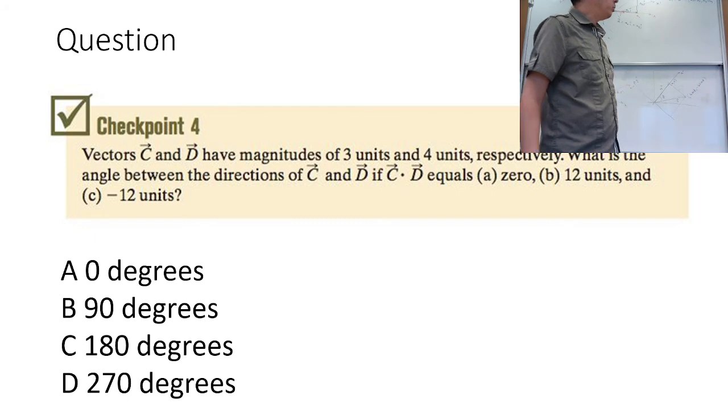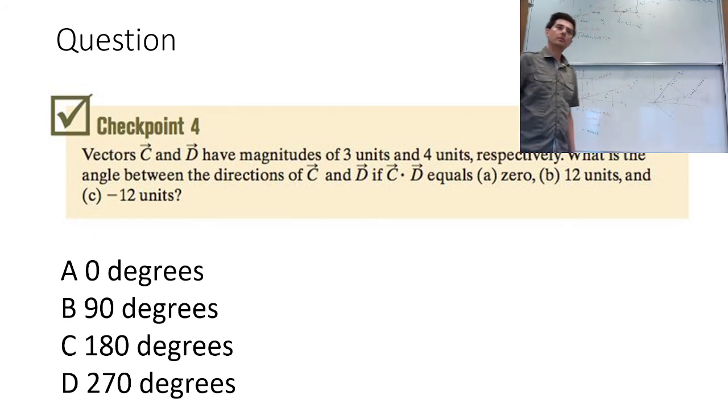What if it's 12 units? Right, yeah, 0. Yes. And what if it's minus 12 units? 180, yeah, because cosine of 0 is 1, so then 3 times 4 will be 12. Cosine of 180 is minus 1, so then it'll be minus 12.